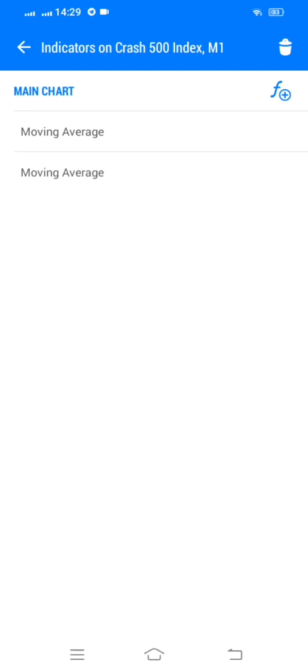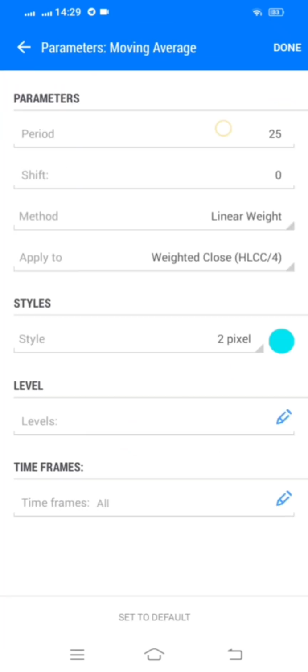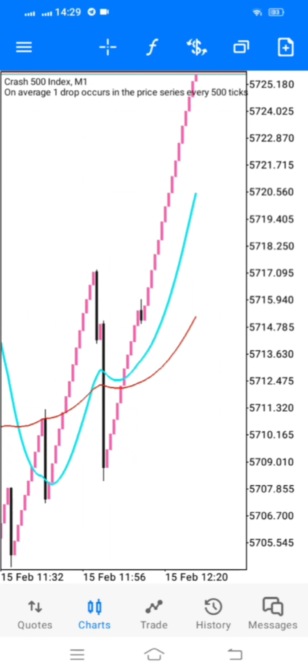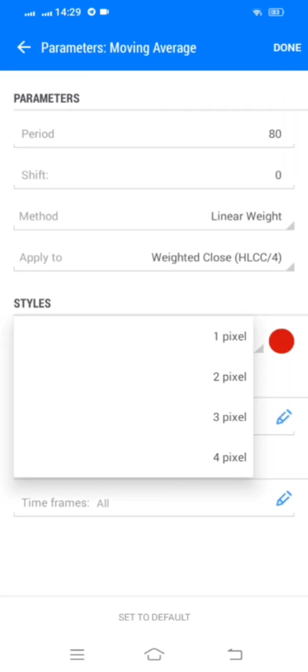So once we are done with that, we go back to our main chart and we will see the two moving averages on our chart. So we see the blue moving average and you see the red moving average. If you want the lines a bit thicker, you can always just go ahead and change the pixel. You can make it 4 pixels and your lines will be a bit thicker. Okay, I think I'm going to change mine to 4 pixels.